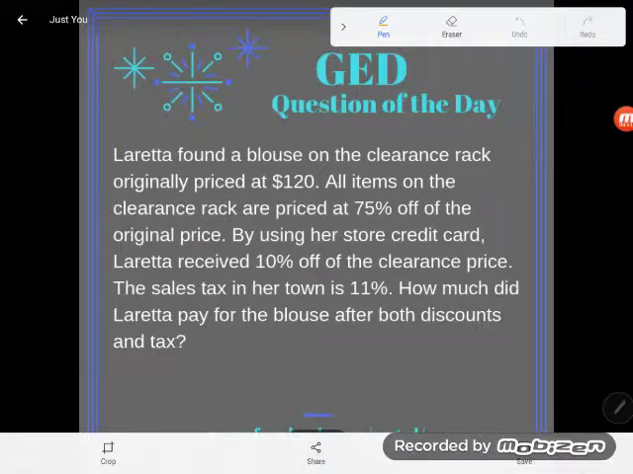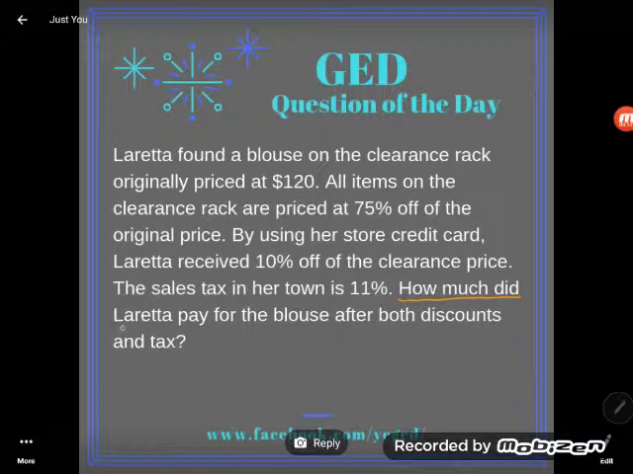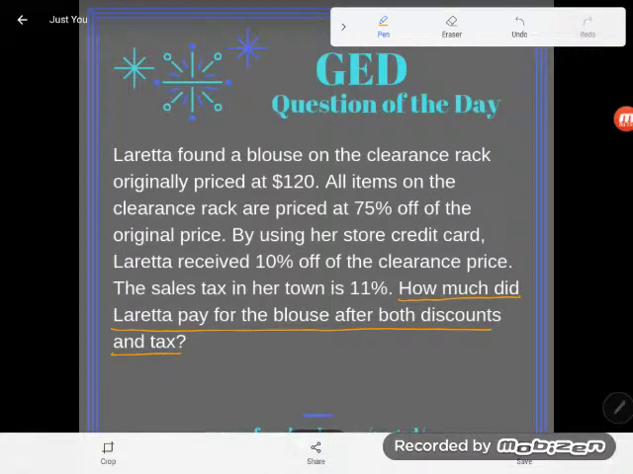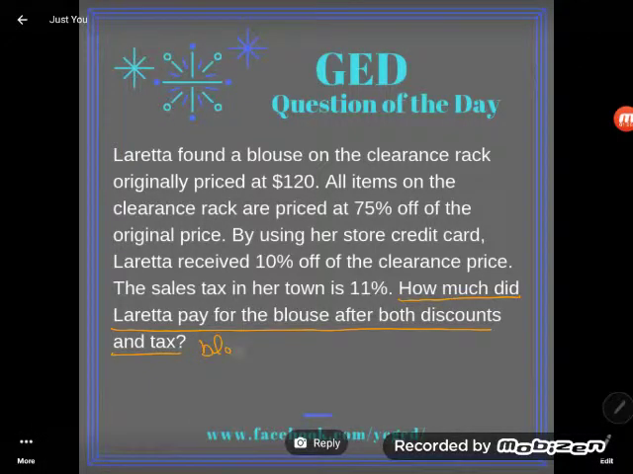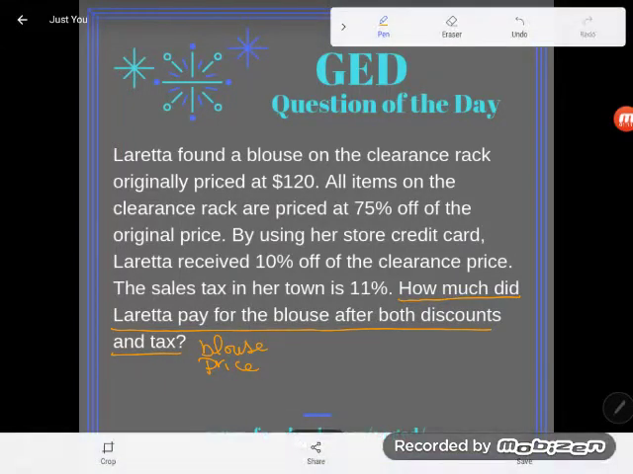So much going on in this word problem, okay, guys? We really need to have a plan before we start. So how are we going to do that? We're going to come straight to the question here. It says, how much did Loretta pay for the blouse after both discounts and tax? That tells me what I need to do. I need to take the blouse price. Definitely I'm dealing with the blouse price. Now, notice it says after both discounts.